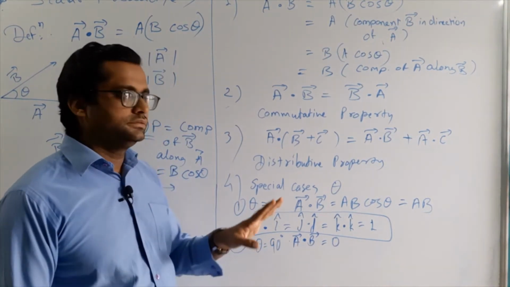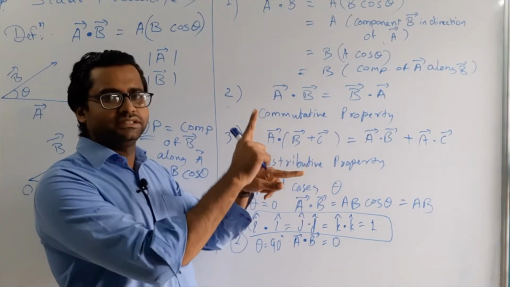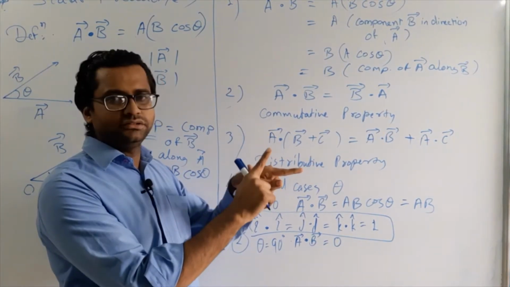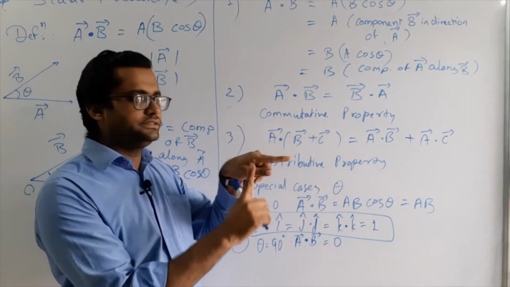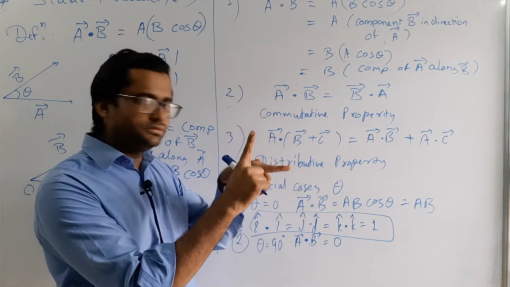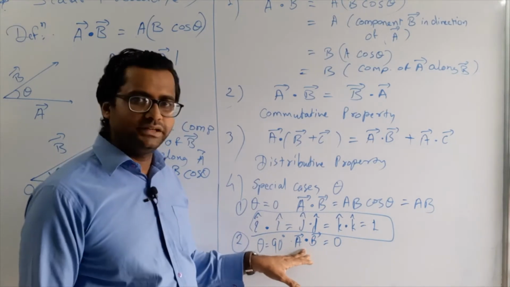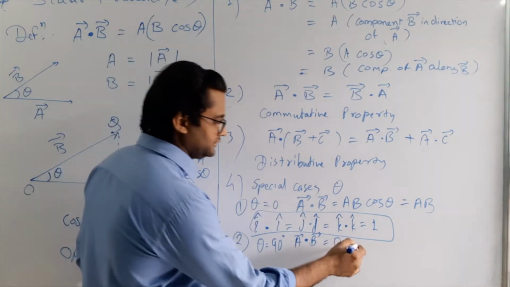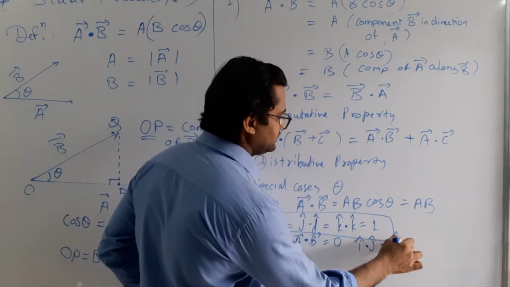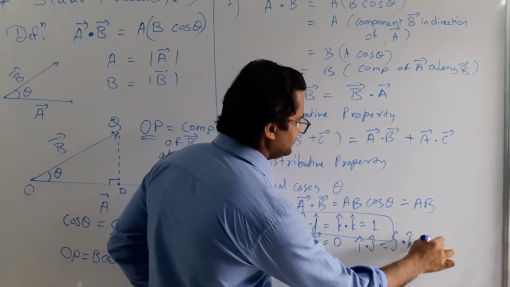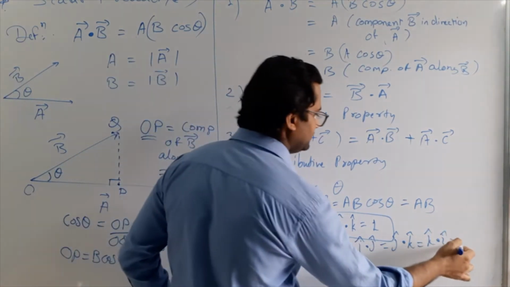Okay, so if i cap is in this direction and this is my y axis, so j cap is in this direction, then i and j are perpendicular vectors. i cap is the unit vector in the x direction, j cap is the unit vector in the y direction. So what will be the dot product of i and j? i and j are perpendicular, so their dot product is 0. So from this we have the result i dot j equal to j dot k equal to k dot i equal to 0, since all these vectors are perpendicular to each other.